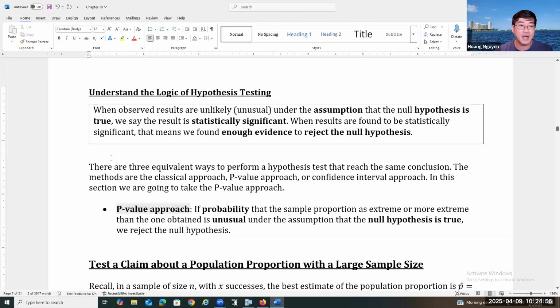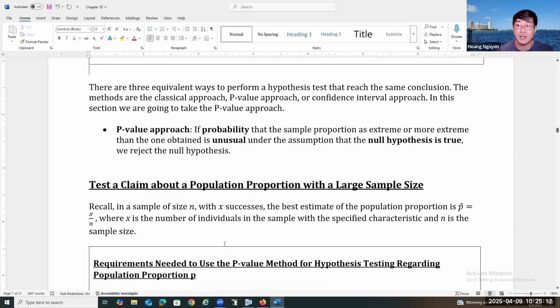Let's talk about the procedure that you have to perform to get to the conclusion of either reject or fail to reject the null hypothesis. It's similar to the idea from chapter 9 when we talked about the confidence interval. Before we can actually perform the hypothesis test, we need to check the requirements. Let's talk about the requirements that we need before we can perform the hypothesis test for a population proportion. We test claims about a population proportion with a large sample size. This is the first possibility, when the sample size is large enough.